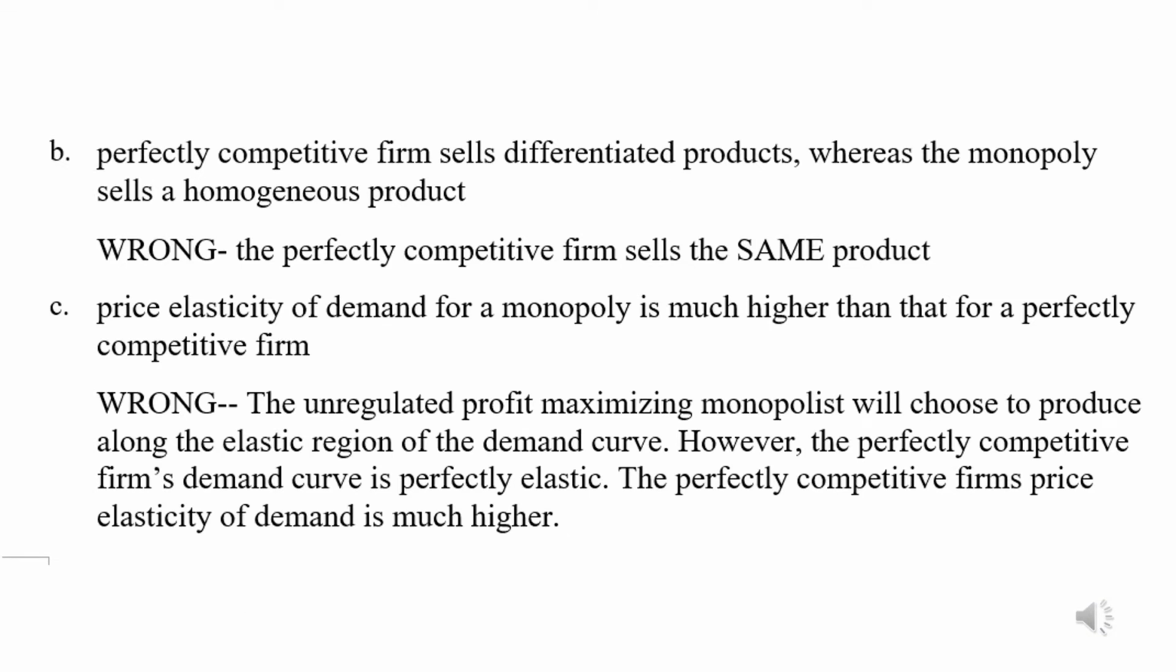B. Perfectly competitive firm sells differentiated products, whereas the monopoly sells a homogeneous product. This is wrong. The perfectly competitive firm sells the same product. C. Price elasticity of demand for a monopoly is much higher than that for a perfectly competitive firm. Wrong. The unregulated profit maximizing monopolist will choose to produce along the elastic region of the demand curve. However, the perfectly competitive firm's demand curve is perfectly elastic. The perfectly competitive firm's price elasticity of demand is much higher.